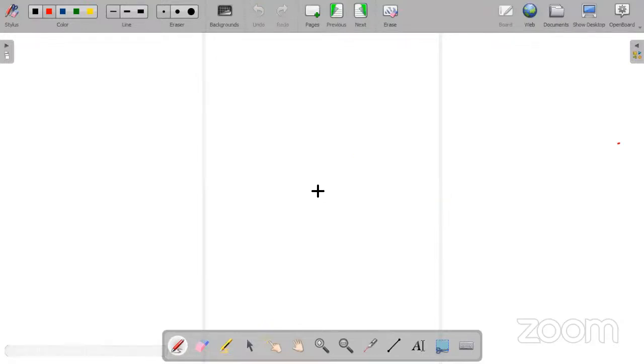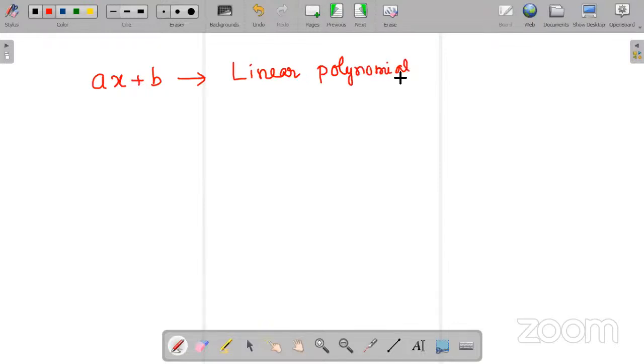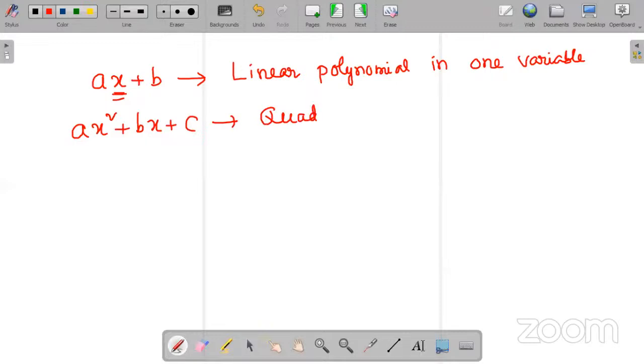So types of polynomial you can discuss also. For example, ax plus b. This x power is 1. This is called a linear polynomial, in one variable. How many variables are there? Only one variable. Here the variable is x. Next, ax square plus bx plus c. In all cases, I will give the condition also. This is called a quadratic polynomial.